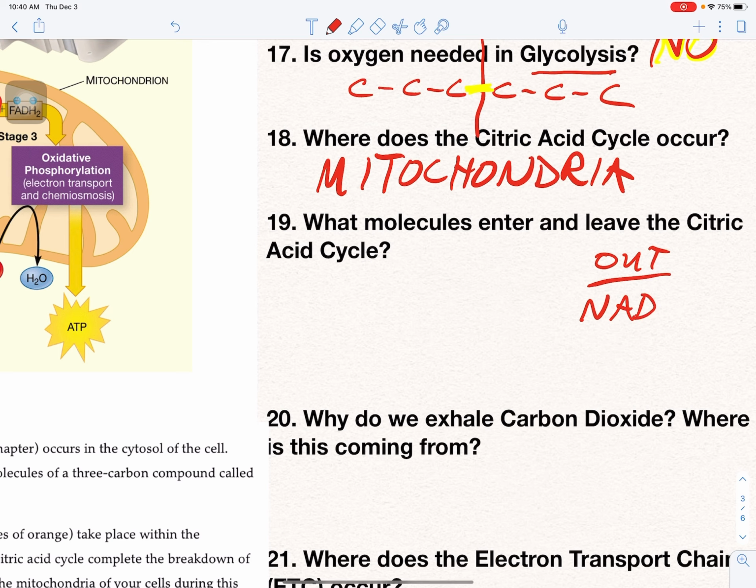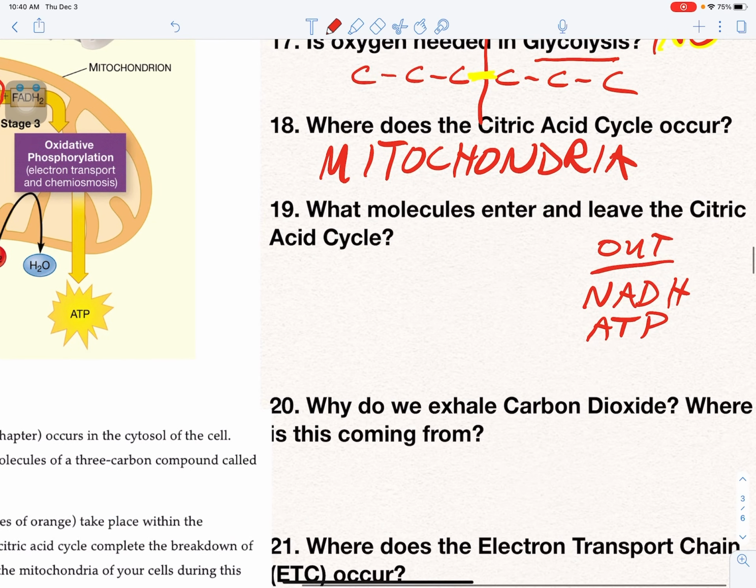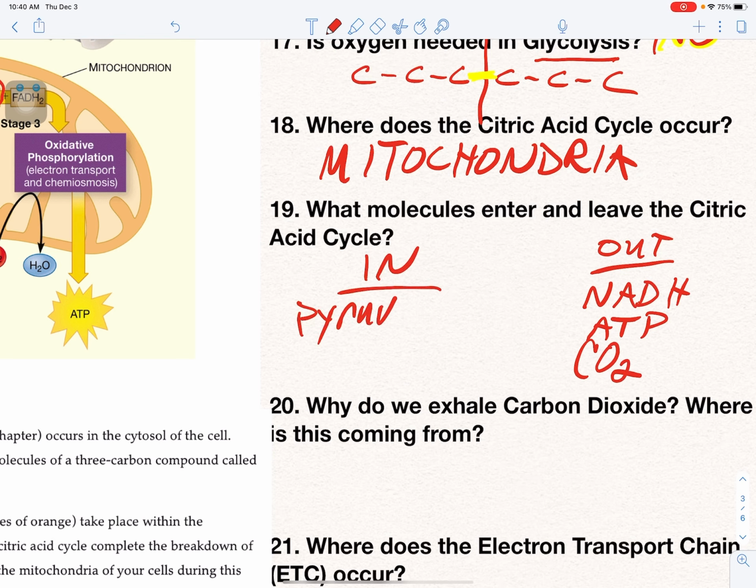Electron carrier, ATP, and it was carbon dioxide. What goes in? Pyruvate, and pyruvate happens to be a 3-carbon molecule like that.